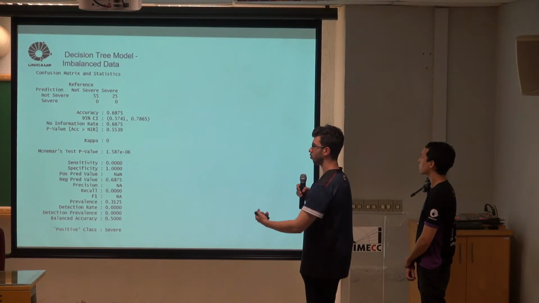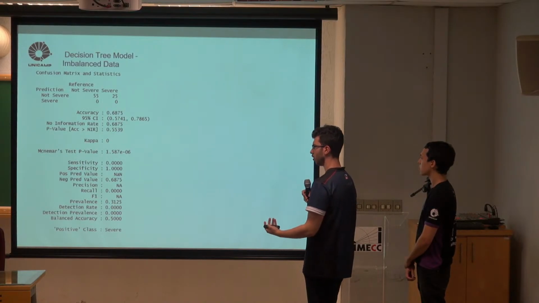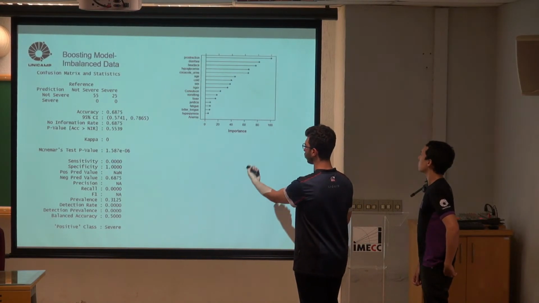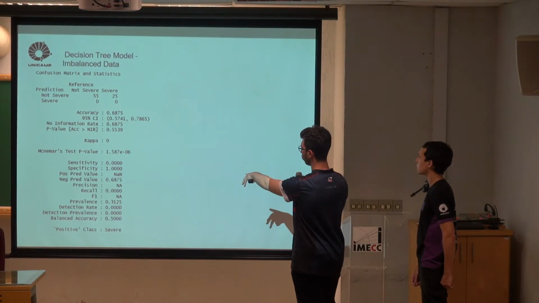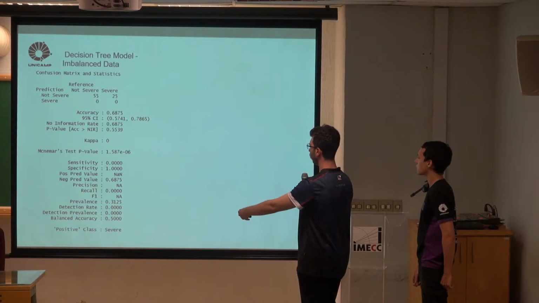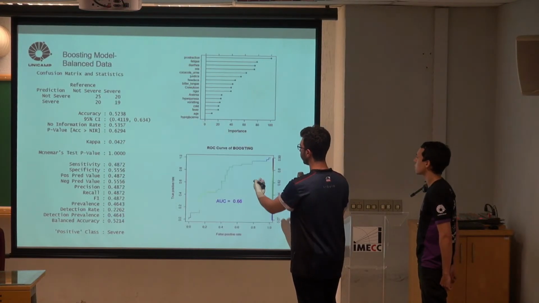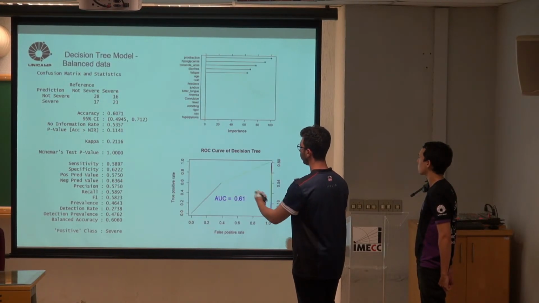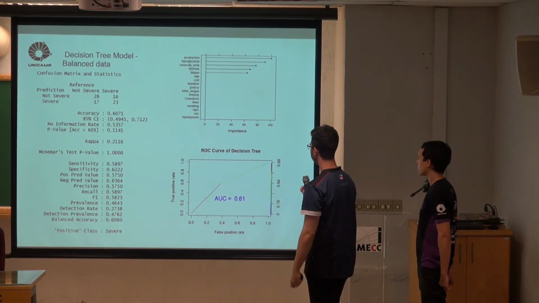Then we did the decision tree model to analyze how it shows up some results. It's the same as the boosting model without balanced data, with imbalanced data. It shows a similar p-value, the same reference and prediction values, and the same recurrence. And then here we have 0.61 for the curve of the decision tree.